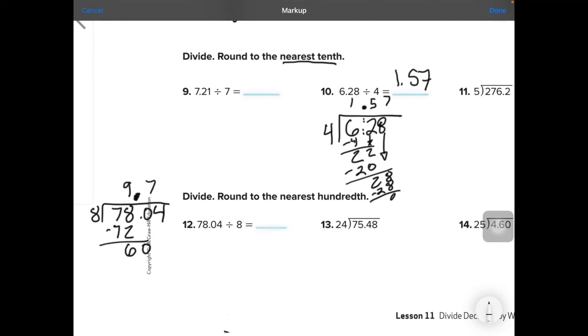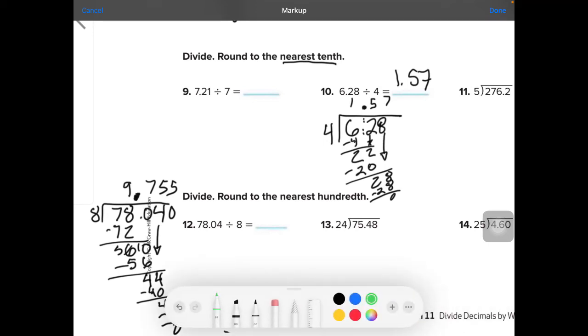Bring down the 0. 8 will go into 60 at least 7 times. 7 times 8 is 56. We have 4 left over. Bring down the 4. Now, 8 will go into 44 at least 5 times. 5 times 8 is 40. And then we have a 4. If we had a 0 here, we could bring it down, and it would be 5 again, would be 40, 0.